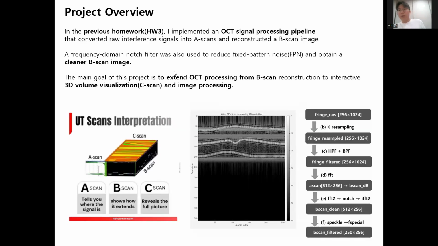In the previous homework 3, I implemented an OCT signal processing pipeline. The pipeline converted raw interference signals into A scans and reconstructed a B scan image. I also used a frequency domain notch filter to reduce fixed pattern noise, or FPN. In this project, I extended that idea from B scan reconstruction to interactive 3D OCT volume visualization and image processing.